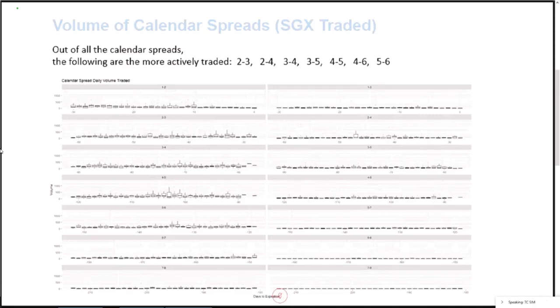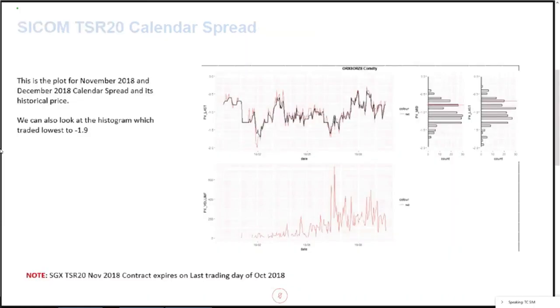And this is a volume chart of the various contracts, in the sense that you look at the 2-3 versus the 2-4, 3-4, 3-5 and stuff like that. Okay, these are the actively traded ones. Sometimes not so much in the calendar, but there is enough liquidity in the outright market. There is always an angle of play in the calendar.